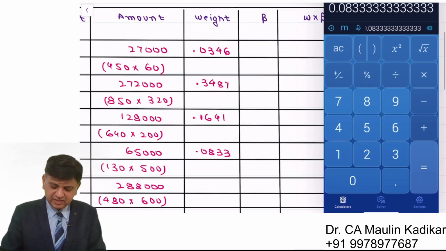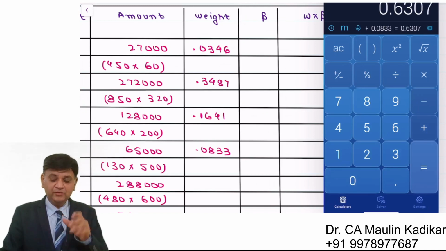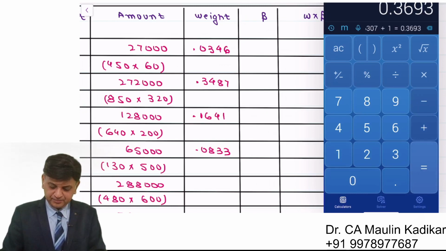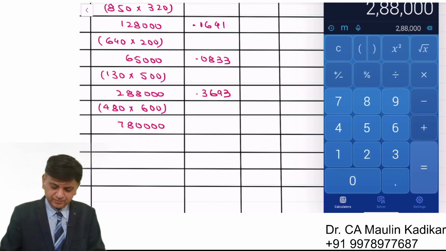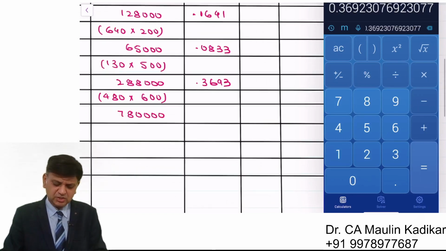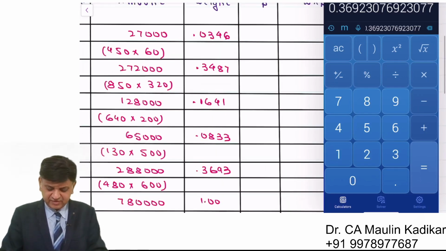And for the last one, we'll take the balancing figure. 0.0346 plus 0.3487 plus 0.1641 plus 0.0833. Total of all of them would be subtracted from 1. That is 0.3693. So we can compute this also like this: 2,88,000 divided by 7,80,000. So it is 0.3692. It is only because of some approximation that we have done earlier. So better to always check that value.